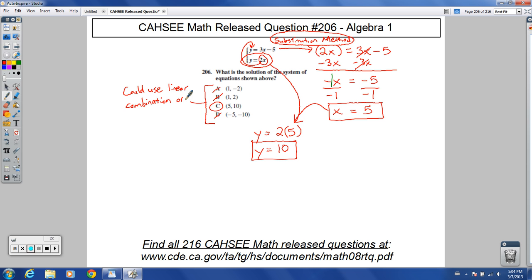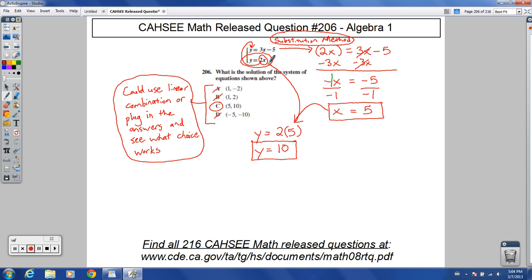Or, just like before, you could actually plug in the answers and check and see which ones work. So that would be, I would say, the last resort, but you could fall back on that and use that to your advantage. So plug in the answers and see what choice works. But any one of those 3 ways you use, in this case I thought substitution was easiest, but any one of those 3 ways you use, your answer should be choice C.